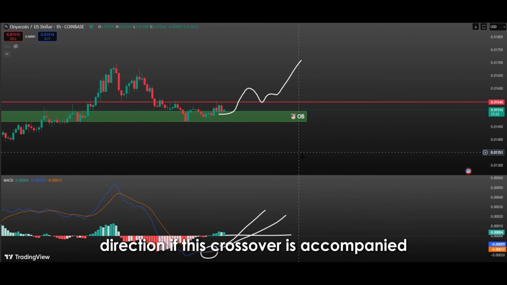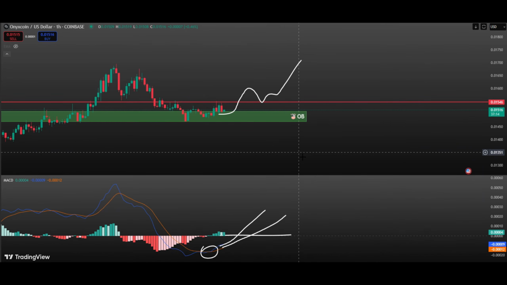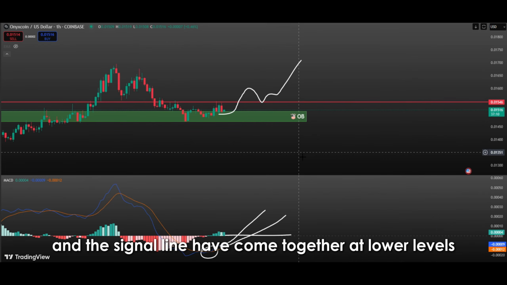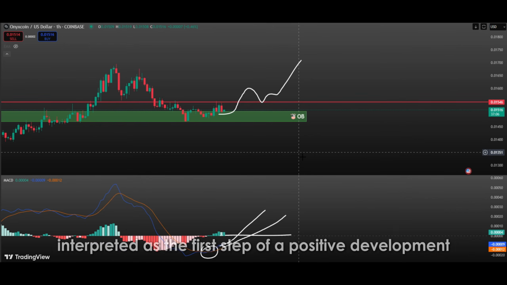If this crossover is accompanied by a shrinking of the histogram bars or a change in direction, it further enhances the reliability of the signal provided by the MACD. The current crossover has occurred as the MACD line and the signal line have come together at lower levels and begun to move upward. This formation is generally interpreted as the first step of a positive development.